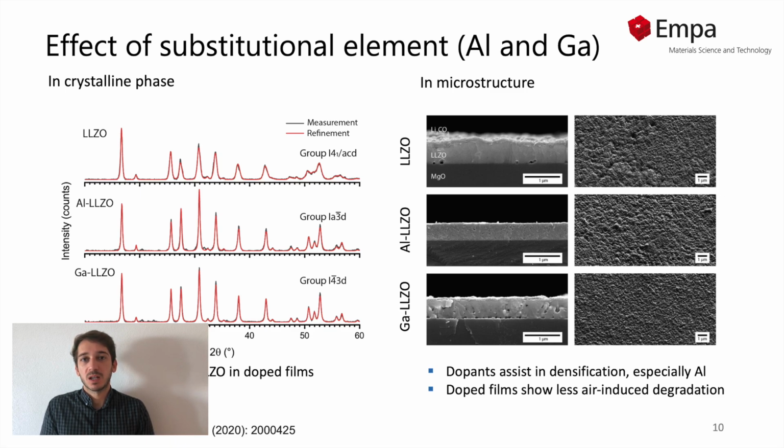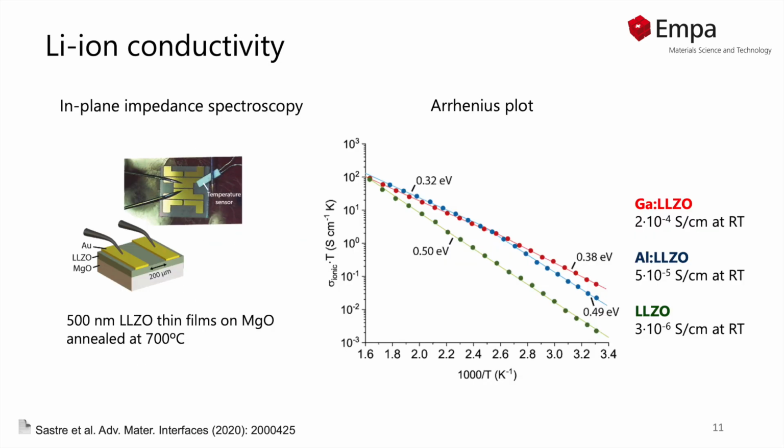If we have a look also at the degradation in air, we see that the non-doped film has a surface layer of lithium carbonate, indicating some degradation occurring when exposed to air, whereas the doped films don't show this prominent surface degradation. One of the key parameters of the LLZO is its ionic conductivity. To investigate the ionic conductivity in the prepared films, we measured impedance spectroscopy in an in-plane configuration and measured it over a range of different temperatures to obtain its Arrhenius plot.